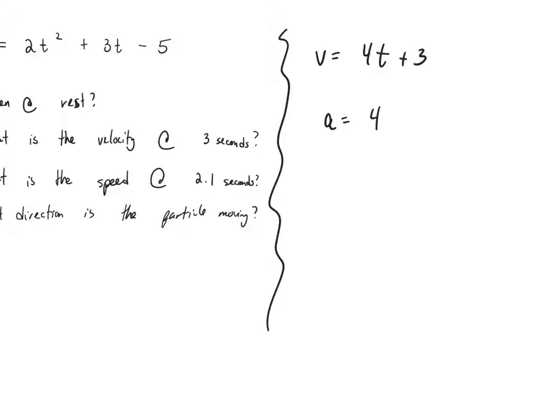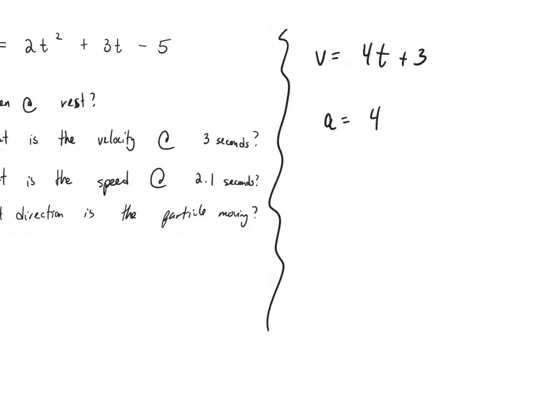How do you know that it's constant? Because for the acceleration, there's no t in the function now. I took another derivative, right? And the derivative of 4t plus 3 becomes 4. Look for the independent variable dropping off.